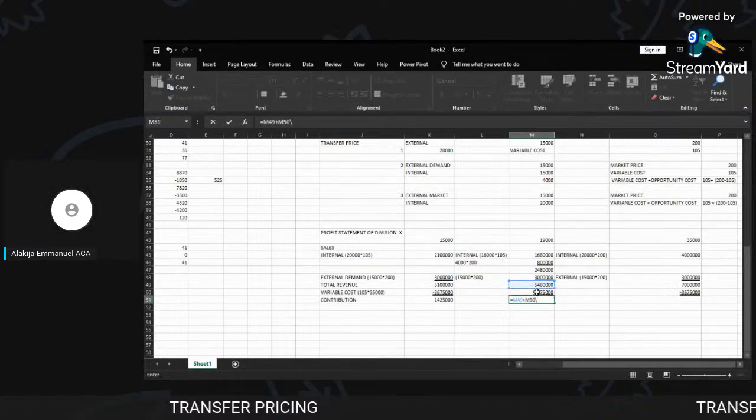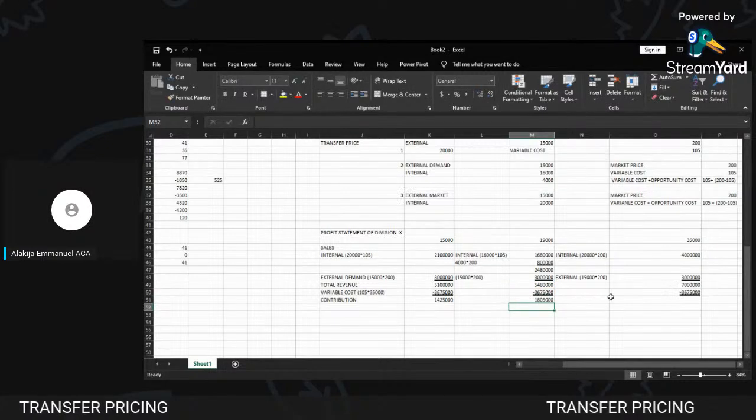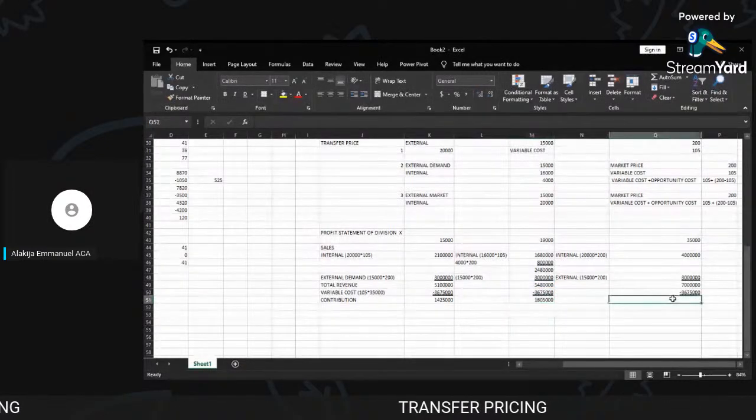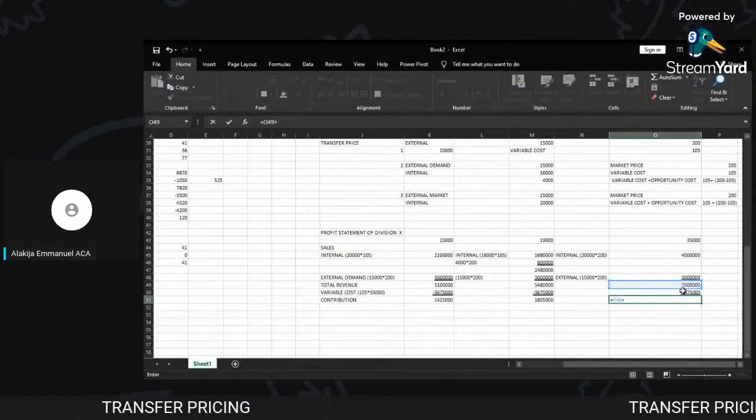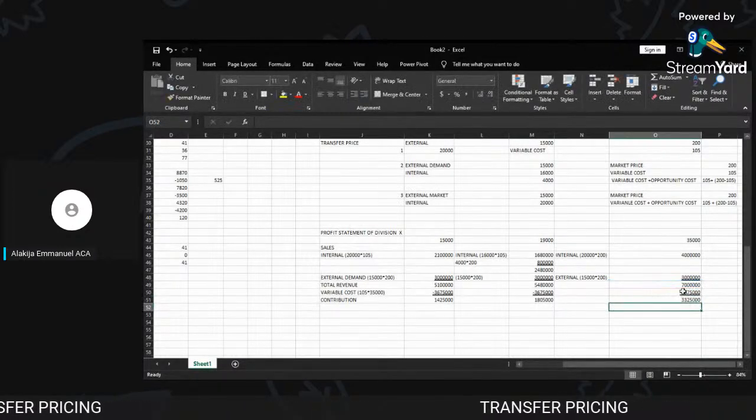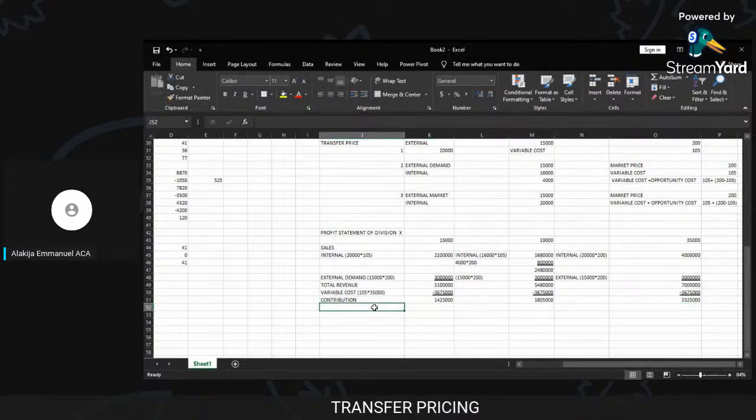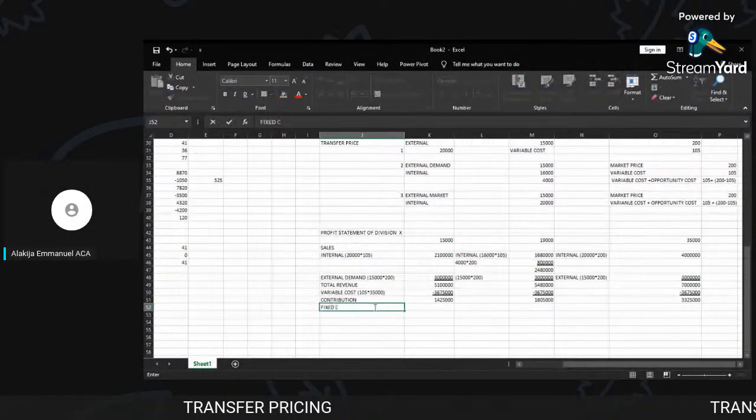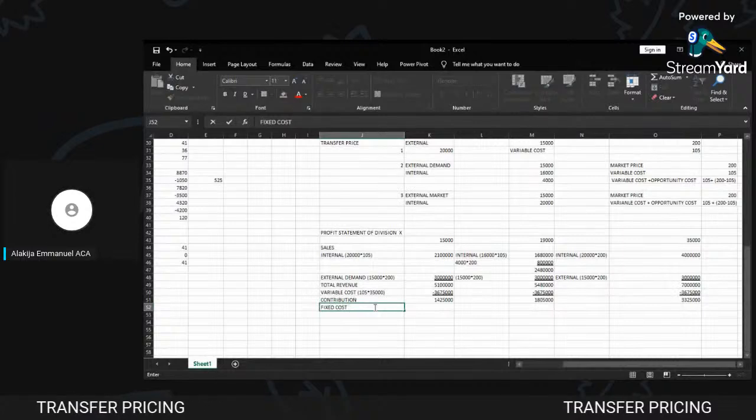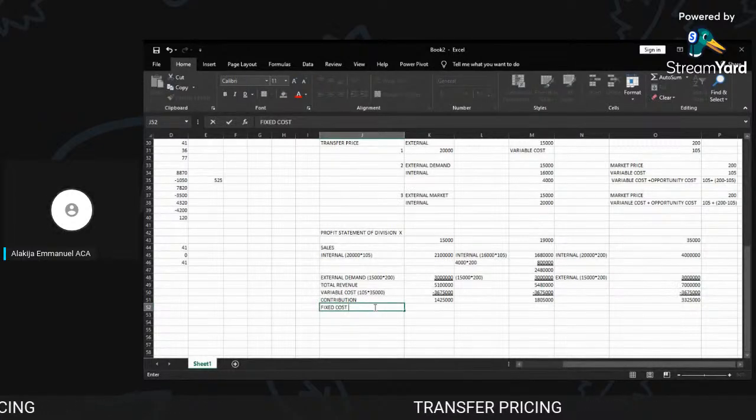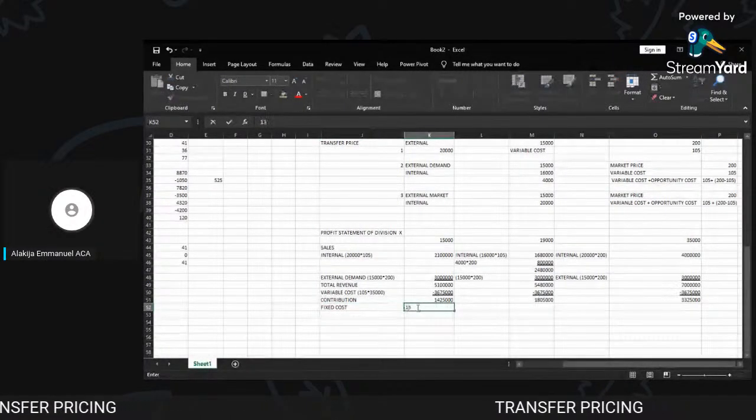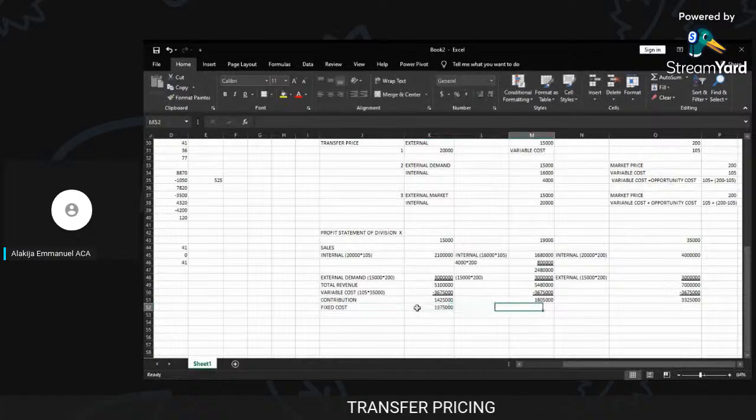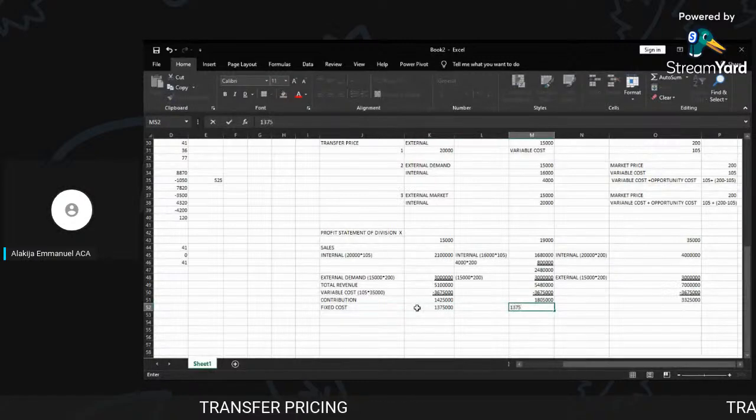I'm trying to get the contribution. So you can now get the fixed cost. Don't forget, fixed cost is a cost that does not change regardless of the level of activity, and the fixed cost here is 1,375,000.